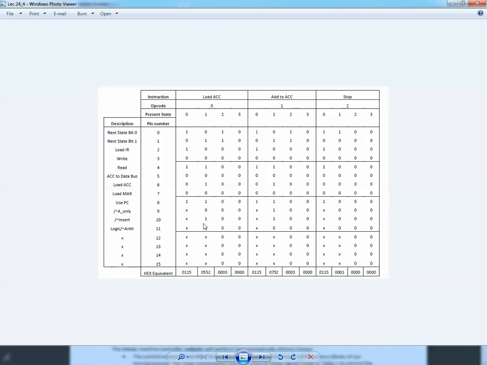Okay? And the second thing I want you to note is that this 0115 is what is mapped here, which corresponds to the hexadecimal number in the first clock cycle of the load ACC. 0115 is also the value in the add to ACC, sorry, and the same here as well, 0115. While the remaining add to ACC values are different: here it is 0752, here 0552, and here it is 0001. So remember that this is the same as that, and is the same as that.